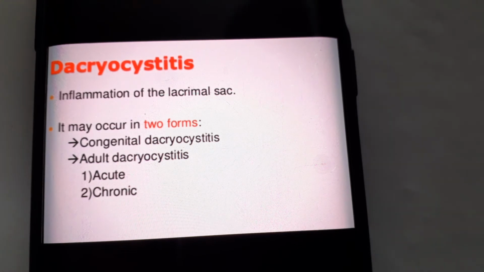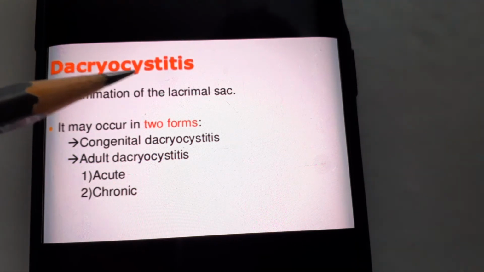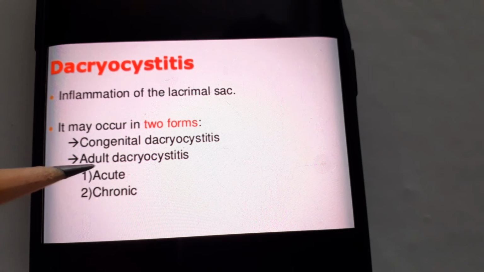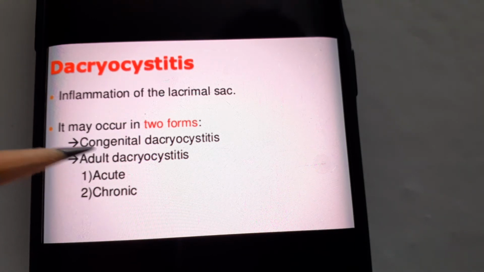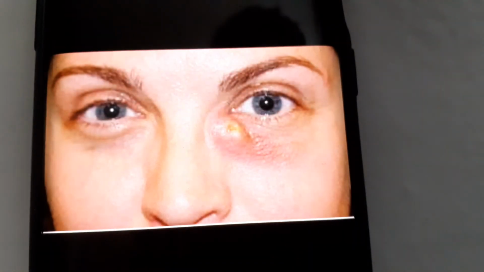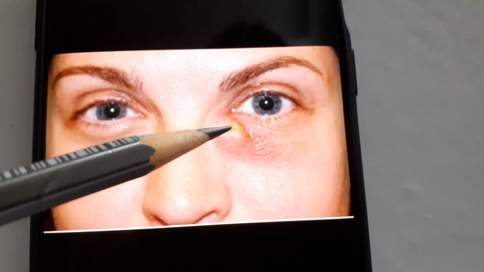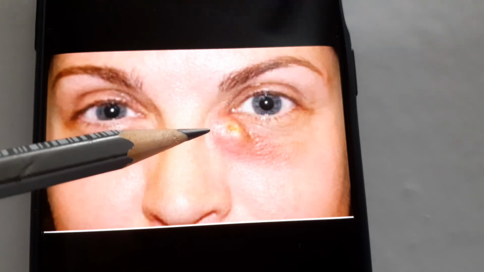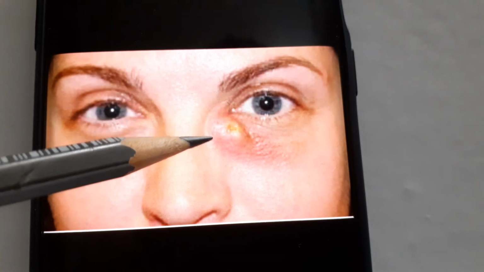Inflammation of the lacrimal sac is called dacryocystitis. It may occur in two forms: congenital dacryocystitis or adult dacryocystitis. Adult dacryocystitis has acute and chronic forms. Next. This picture is acute dacryocystitis, which is nothing but inflammation of the lacrimal sac.